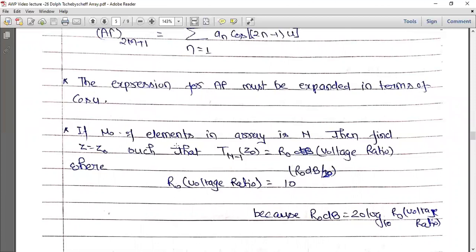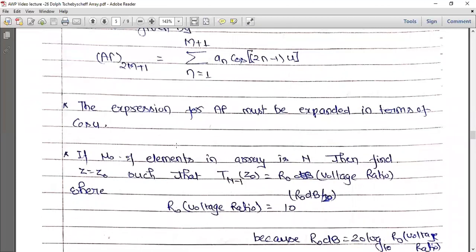As you can see, in both cases, when n is even or when n is odd, the array factor will be a sum of cos u, cos 3u, 5u, 7u, and so on, multiplied with some coefficients of the excitations of the antenna elements, and we try to expand this array factor expression in terms of cos of u. We had already understood how to convert this cos mu to an expression of cos of u. That can be easily performed using that recursion formula.